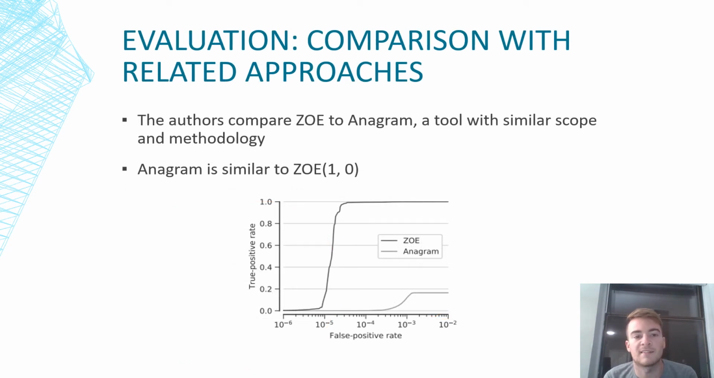Here we evaluate ZOE as compared to a tool with similar scope and methodology called Anagram. Anagram is similar to basically ZOE parameterized with 1, 0. So that's basically like a ZOE that does no denoising and only uses one prototype model. And as we just discussed, both using multiple prototype models and denoising are necessary to get good performance. And so it's no surprise that on this ROC model, there's much more area under the curve with ZOE than with Anagram.